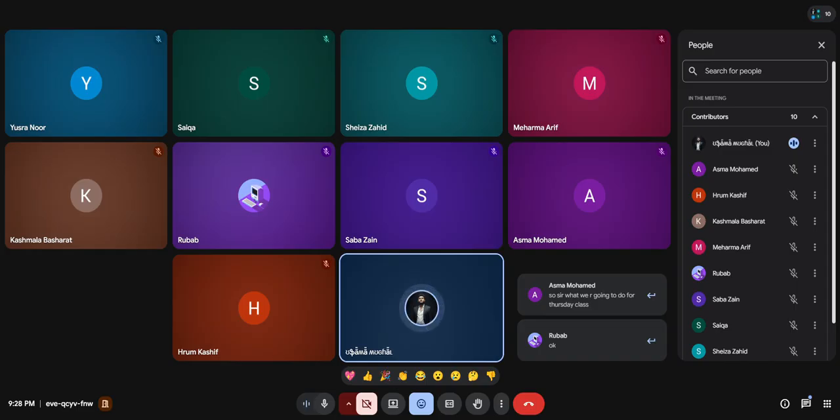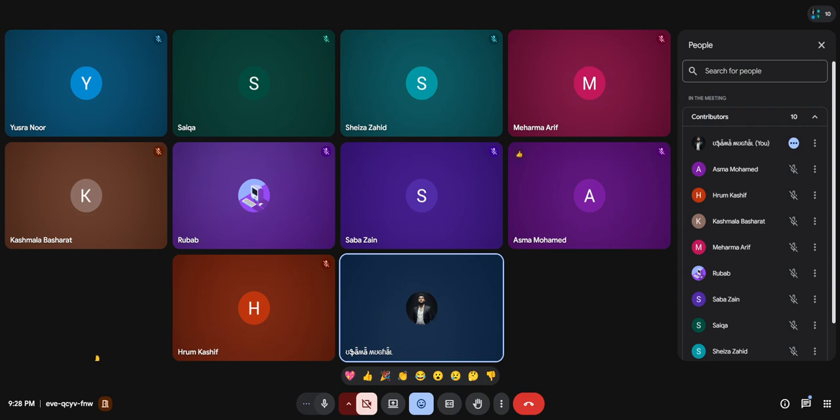For Thursday's class, Asma, I gave you a task today about practicing React. On Thursday, I will explain the concept of React useState and the hooks. I will ask you some questions on that, and then I will explain the hooks with examples. And we will complete 60% of React in the next class, inshallah.